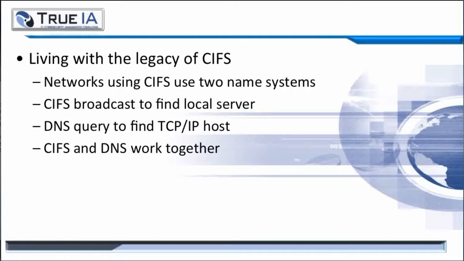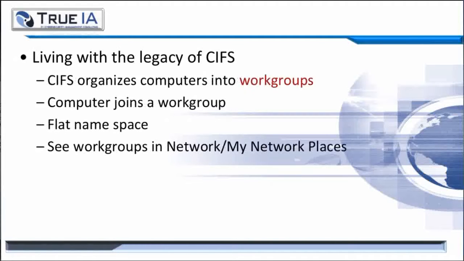Networks using CIFS use basically two naming systems. CIFS broadcast to find the local server. DNS queries then find the TCP/IP host. So with these two naming systems, it's organized in a rather ingenious way. CIFS organize computers into work groups. Your computer joins a work group.